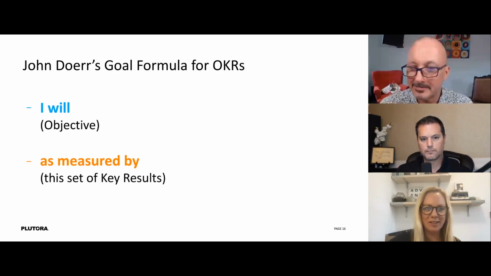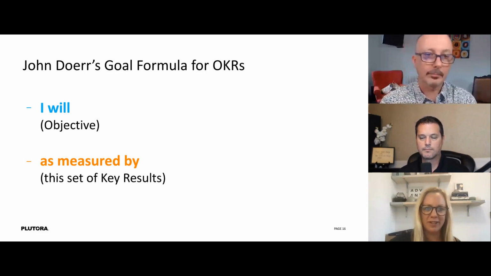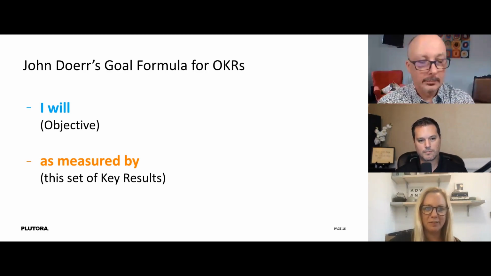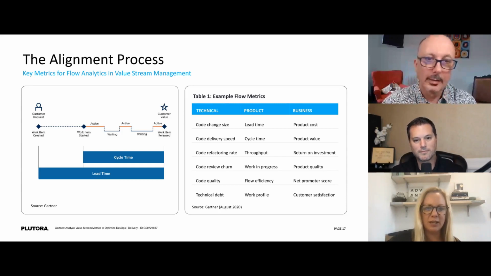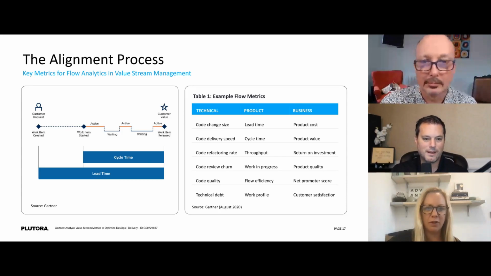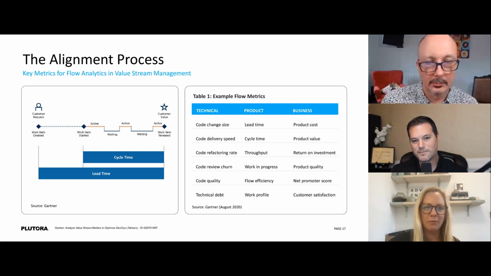Let's build some OKRs. So we've got John Doerr's goal formula for his OKR. So it looks fairly straightforward, right? There's your objective, is measured by this set of key results. So we've prepared some for you earlier. They are based on some of these metrics. So just quickly, Jeff, give us an overview of what we're seeing here. It's kind of reminiscent of what we're just looking at, but where's this come from?